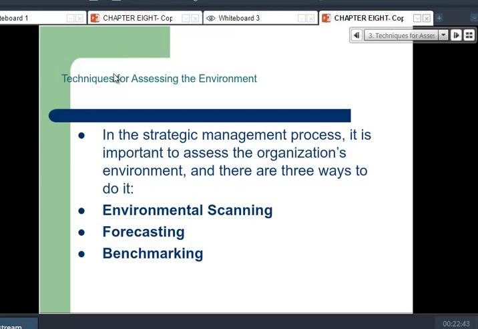So in the strategic management process, it is important for us to assess the organization's environment. And there are many ways and types to assess the environment. The first one is environmental scanning. The second one is forecasting. The third one is benchmarking. So we will, inshallah, go through these three concepts together in detail.